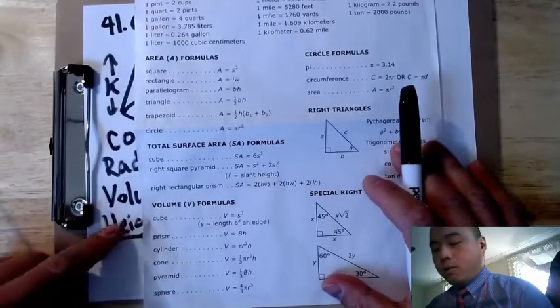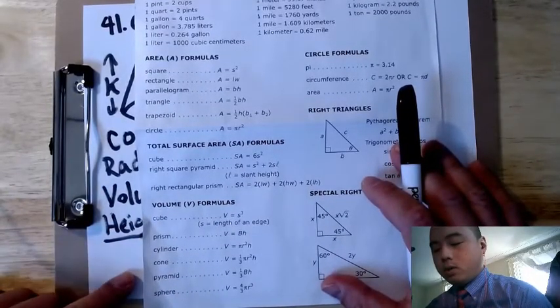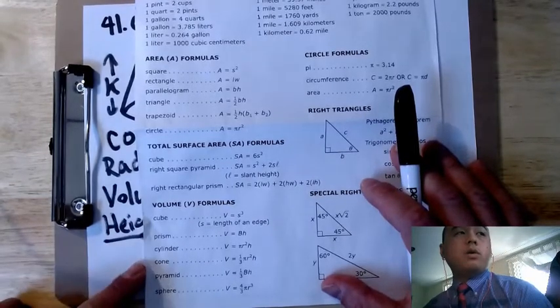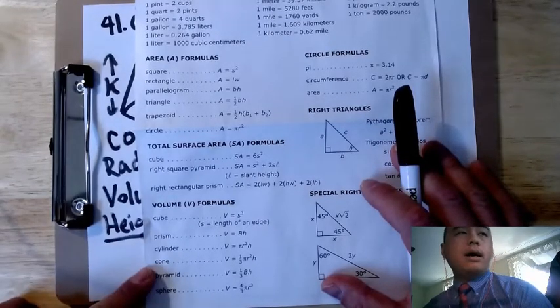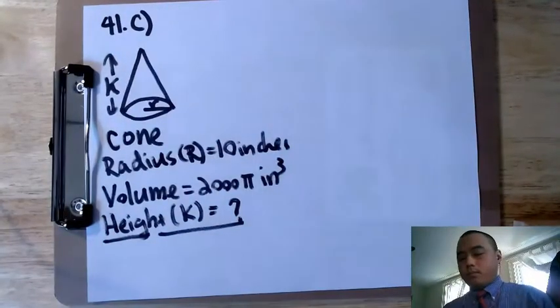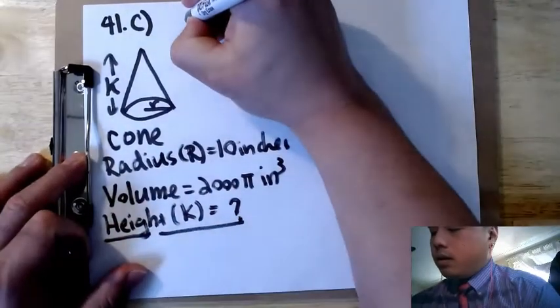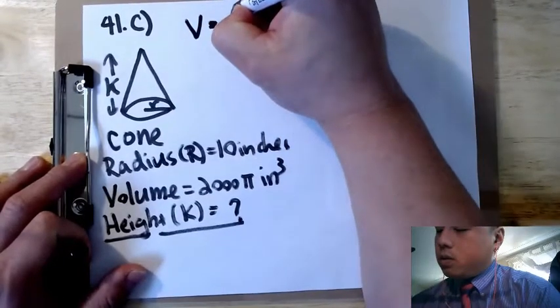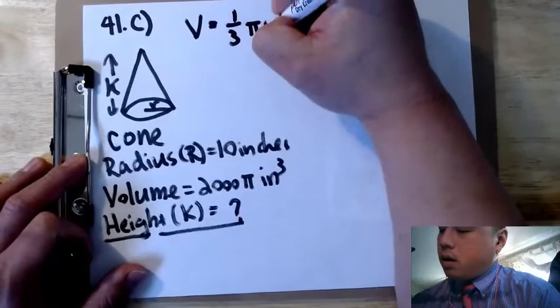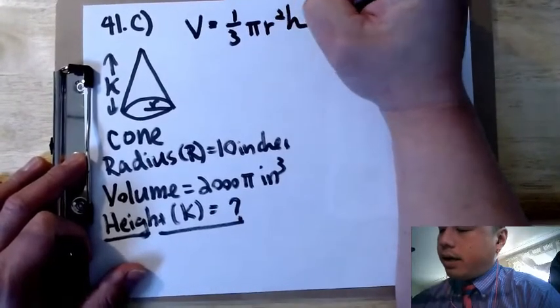We have cube, prism, cylinder, cone, pyramid, and sphere. We have covered sphere and cylinder. So the cone is over here. I don't know if you can read it. Volume equals 1/3 pi r squared h. Let's copy it down. So the volume is equal to 1/3 pi r squared h.